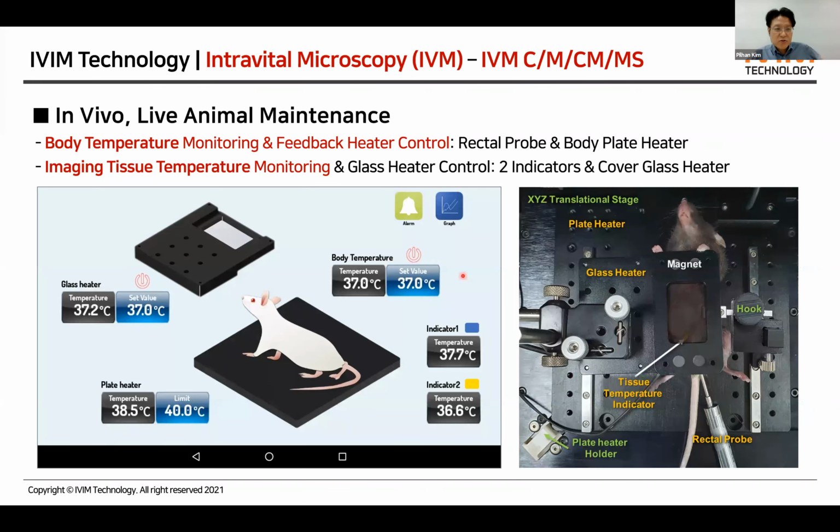And then we also have live animal maintenance accessories and temperature systems. So you need this heater controller to keep the body temperature stable during the imaging of the anesthetized mouse. And then we also need a temperature sensor to monitor the tissue temperature during the imaging as well.